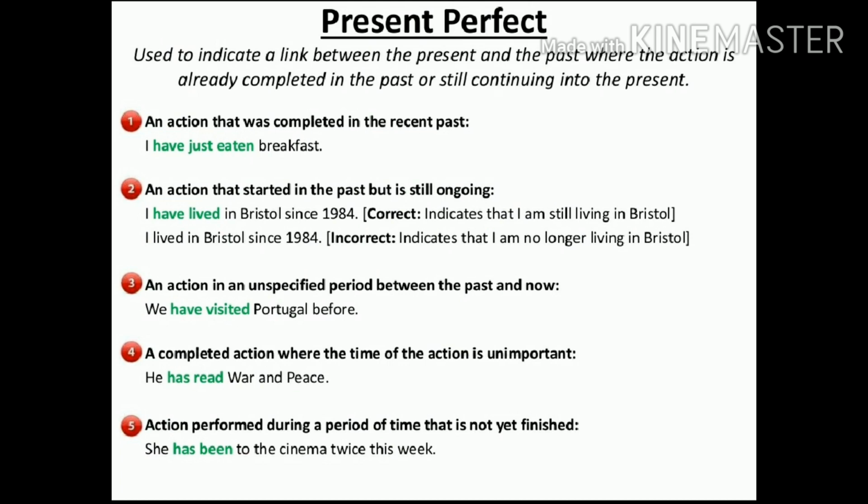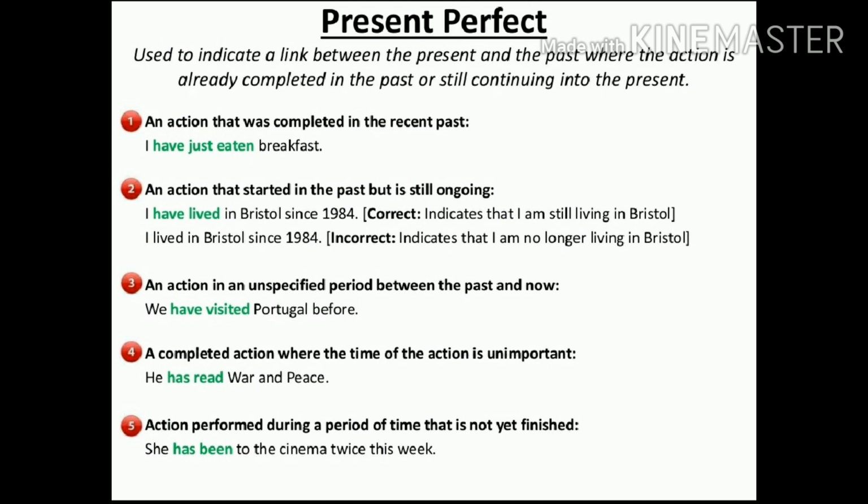Let's take a look at the usage of present perfect tense for our better learning. An action that was completed in the recent past. So present perfect will be used to indicate an action which has been completed in the recent past, just now, not too long back, just now, recent. Example: I have just eaten breakfast.